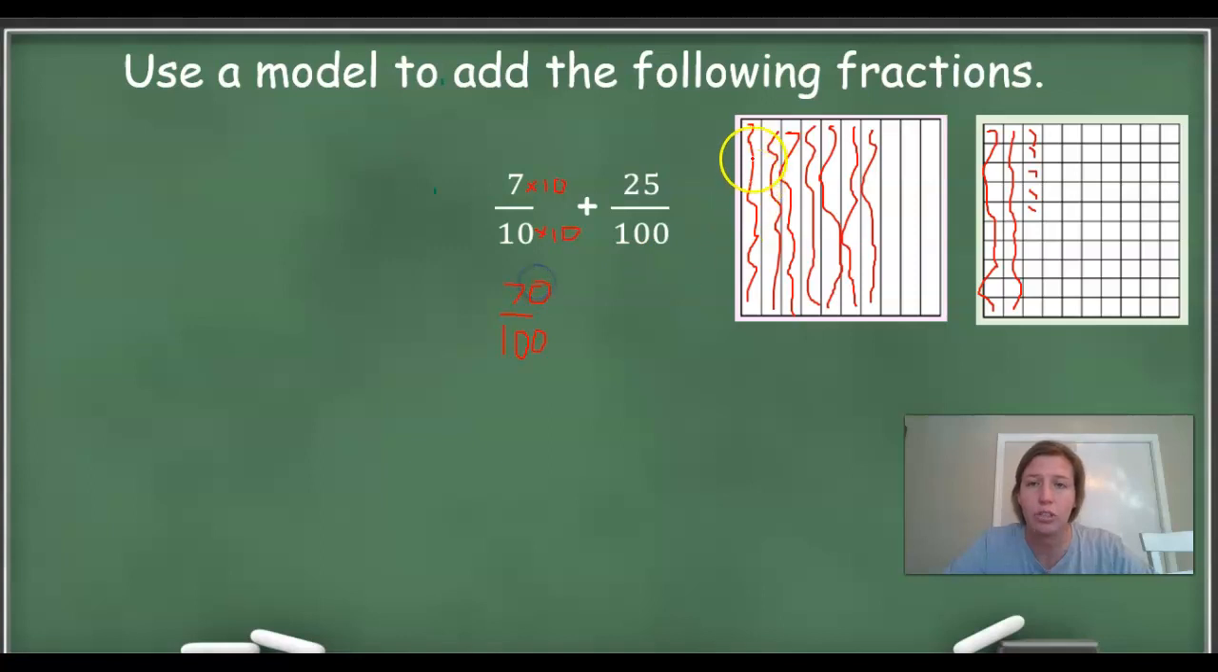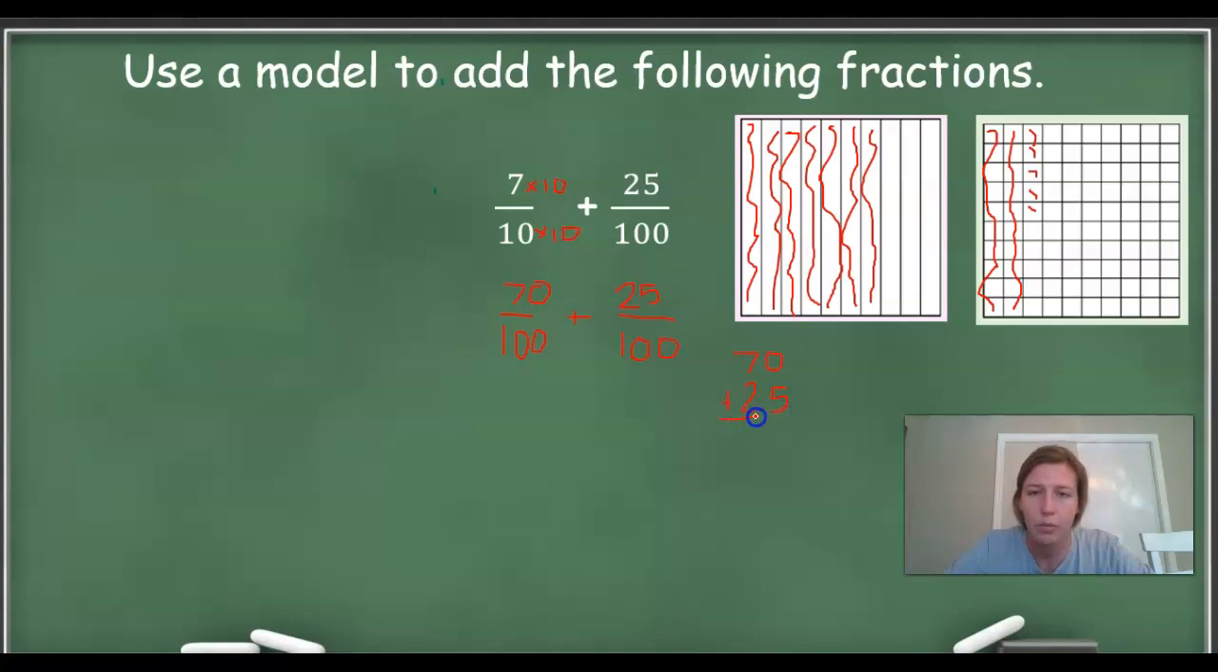So can you imagine that? If these were broken into 10 pieces, it'd be 10, 20, 30, 40, 50, 60, 70. So we actually have 70 hundredths plus 25 hundredths. So then all you have to do is add your numerators together. So if you need to, you might want to rewrite it over on the side on your paper. 70 plus 25.